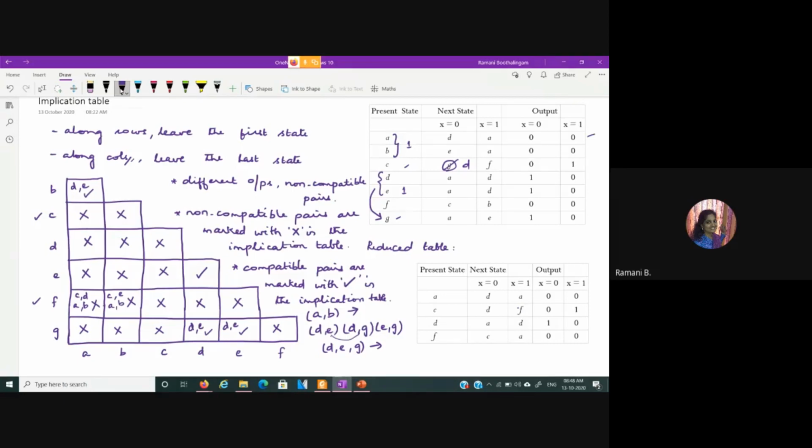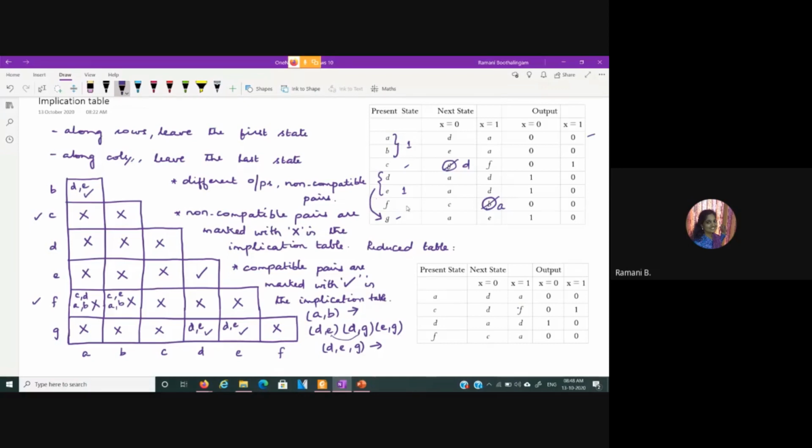Then for state D, E and G combinedly, we have A, D and 1, 0. In the other, that is in the state G, we are having E, but we know D and E are equivalent, so we replace it with D itself. And for F, you have C, B along with 0, 0. For B, we replace it with A, as A and B are equivalent. That's how we get this reduced table. So this is the idea behind the implication table.